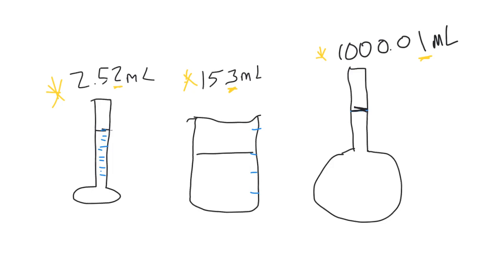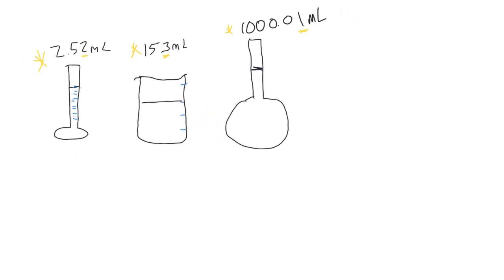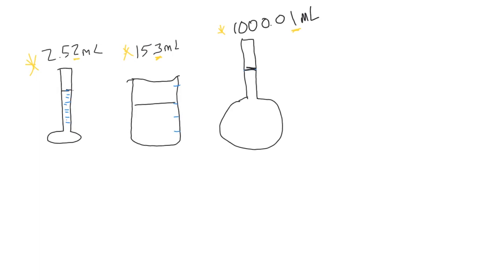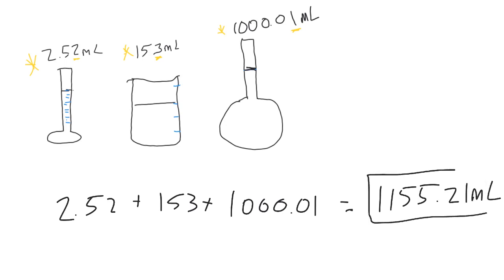So let's just say that I get 0.01. And so I'm going to add all of these measurements together and try to figure out how much liquid I have. When I add them all together, I've got 2.52 plus 153 plus 1,000.01, and I end up with 1,155.21 milliliters. And I'm looking at myself and I'm like, man, I measured all of that. Look at how precise I was with all that. I got to the 10th or the 100th place here, the 0.21. I really measured that well.